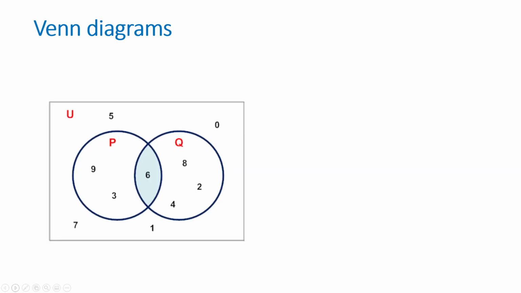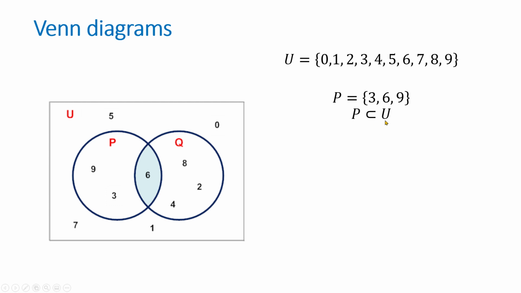We'll do an example. The universal set U contains all the elements, including the ones not in set P or Q. So we have 0, 1, 2, 3, 4, 5, 6, 7, 8, 9. And that is a universal set. Set P equals 3, 6, 9. And we will note that P is a proper subset of U.